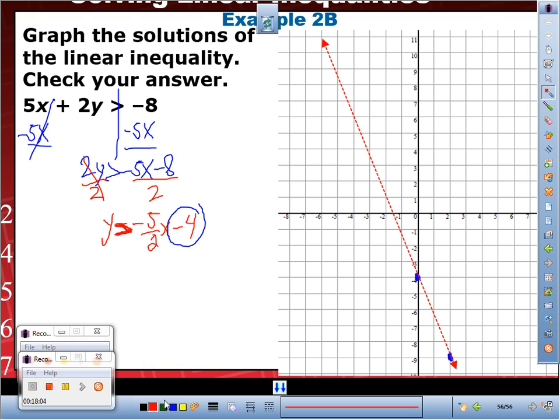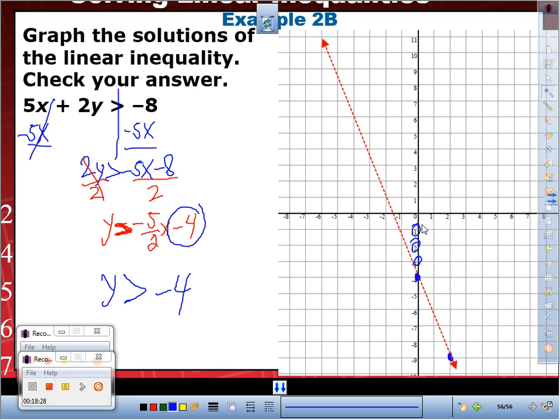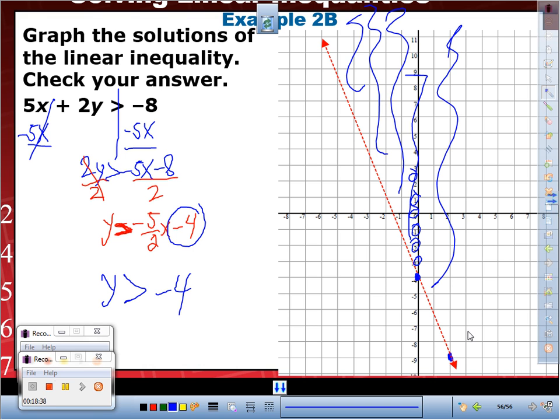So now, let's graph the solution set. What do I need? The y, the greater than, and the negative 4. So here's negative 4, and it says y is greater than negative 4. What numbers are greater than negative 4? Negative 3, negative 2, negative 1, 0, 1. Look, where are they at? On the top of that line. Do you guys see that? Yeah. So the solution set is everything above that red line. And do you know how to check a point? Yes.